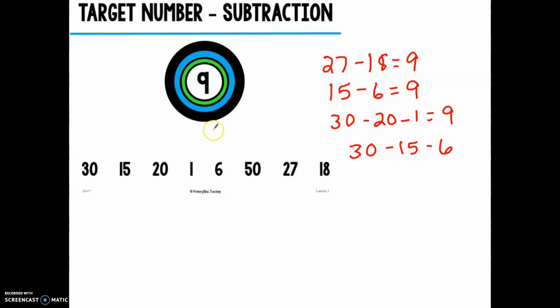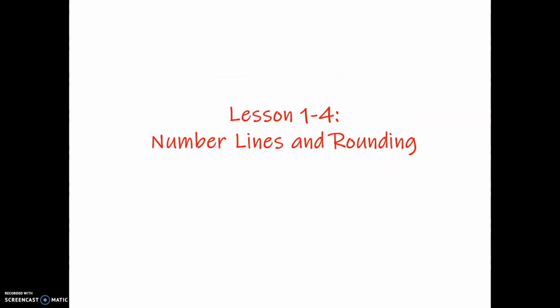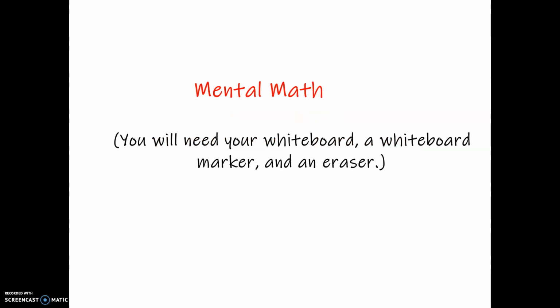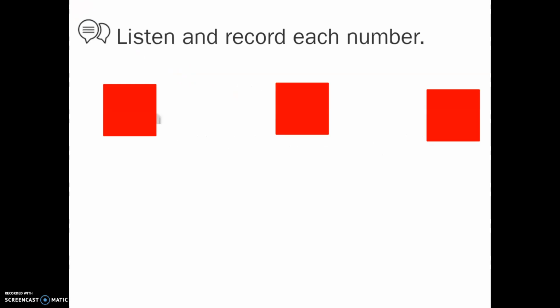All right, so we're going to go ahead and get started on our lesson for today, and we are going to work on number lines and rounding numbers today. Before we do that, we're going to do a little mental math. You will need to get out a whiteboard marker and an eraser. So pause the video, go get those things, and come back. All right, so what I'm going to do is tell you to write a number down on your whiteboard, and then we're going to talk about that number.